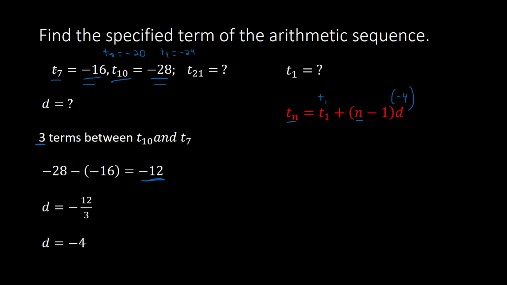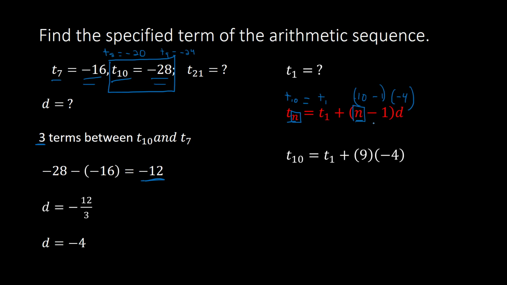So if I pick one of the terms that are given to me, let's say term 10, for example. If we were to take term 10, then in place of tn, I'd put a t10. And in place of n, I would put a 10. So what I have is going to be t1 plus 10 minus 1 is 9 times negative 4. And that's all equal to t10.